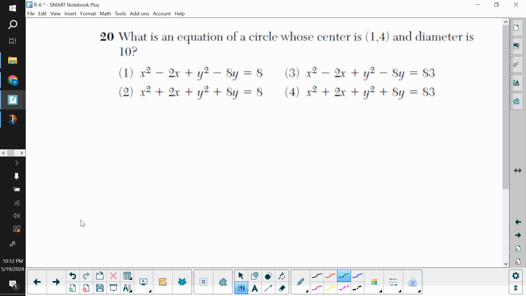All right, so moving on to question 20. We have two ways that we could do this. We could type each of these equations in as a relation, see which one has a diameter of 10 or a center of 1 comma 4, and if diameter is 10, we'd be looking at radius equals 5. Or we could do these with the completing the square way. So let's just walk through the completing the square way. We've already got them basically in the form that we want.